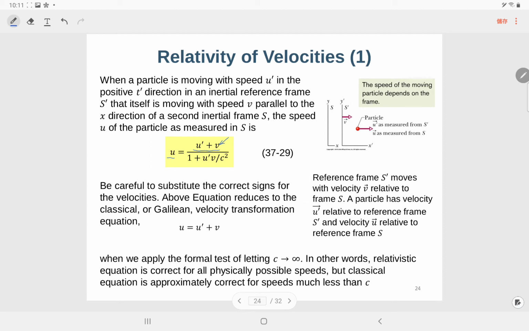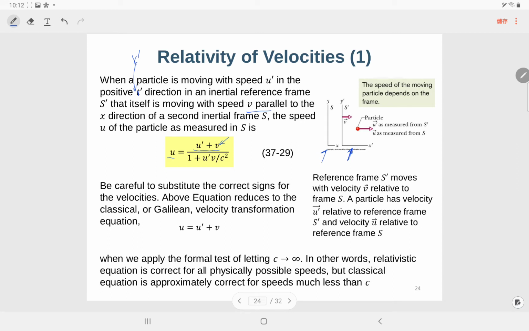So this is actually when a particle is moving with speed u prime in the positive x prime direction in the inertial reference frame S prime. That itself is moving with speed v parallel to the x direction of a second inertial reference frame S. So actually, this inertial reference frame is moving, and this one is relatively stationary. So the speed u of the particle as measured in S is this one.